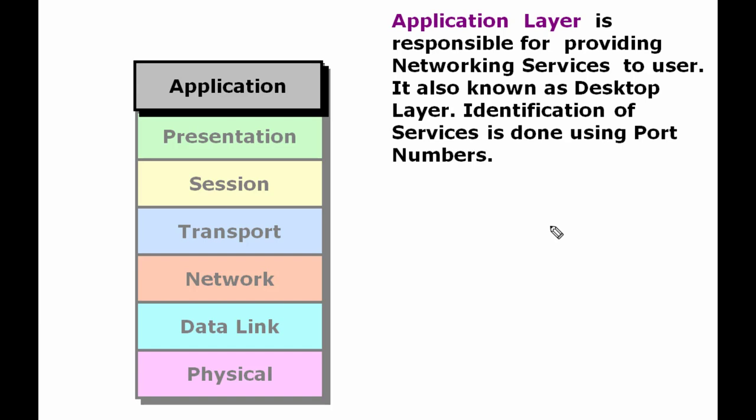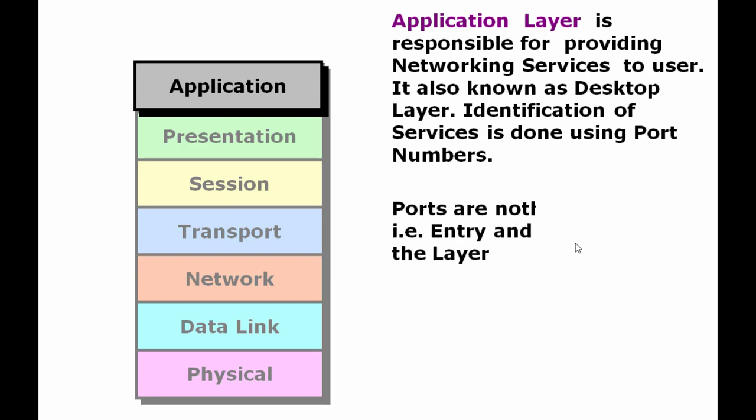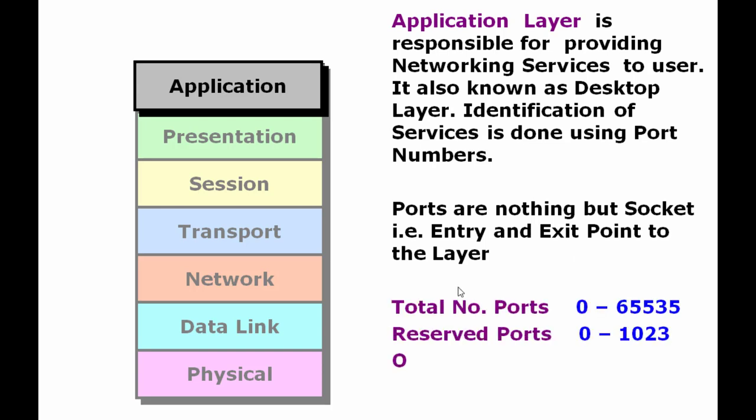Now the question arises: how does the application layer work, and how are networking services understood by a computer? A computer is an electronic device, and it only understands the values of numbers: binary, decimal or hexadecimal. That's why identification of services is done using port numbers. Now the question is, what are ports? Ports are nothing but sockets. These are the entry and exit points of the layer.